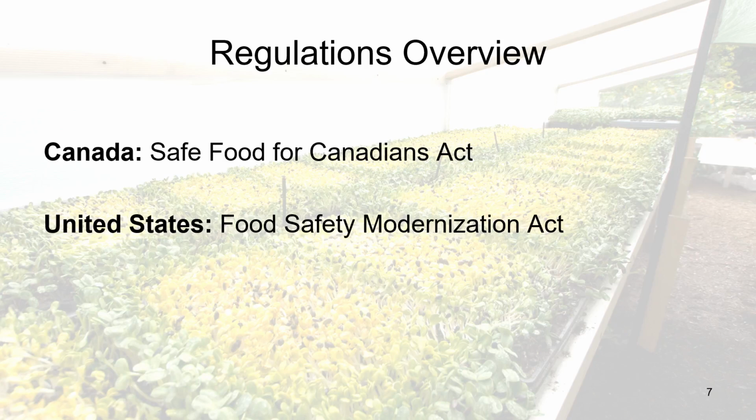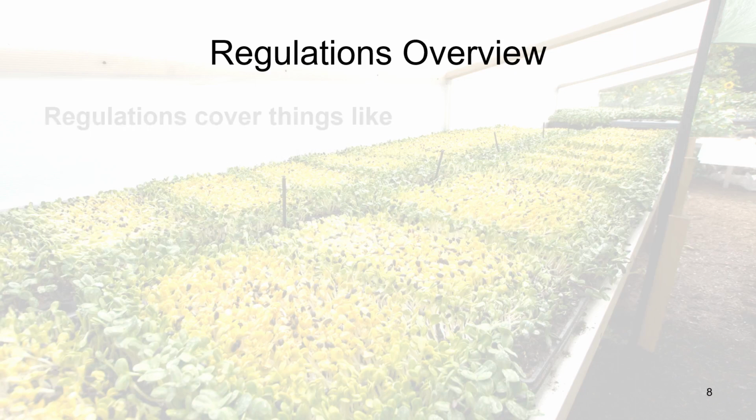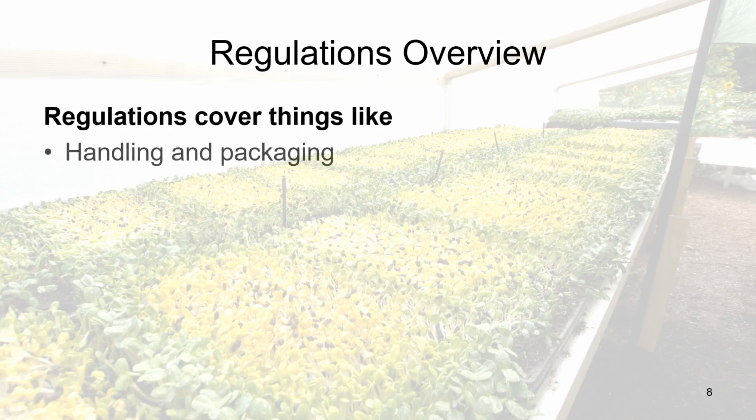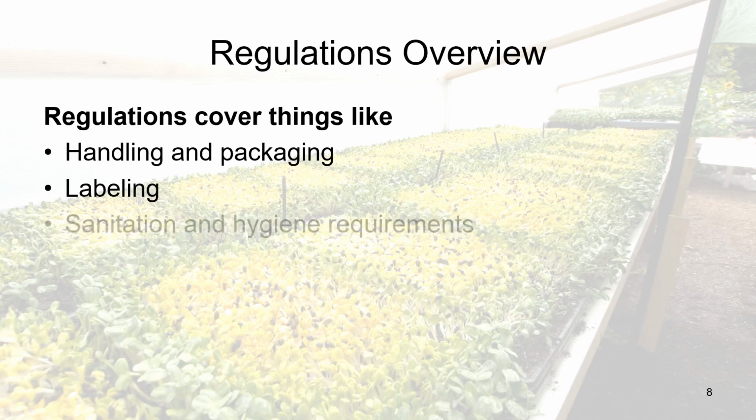In Canada and in the US, these are very active. There's very active redevelopment of our food safety systems and regulatory systems. In Canada, we have the Safe Food for Canadians Act, and in the US, it's the Food Safety Modernization Act. I think some people have a bit of a reaction to regulations, not wanting to be overly regulated, and I think there's a good reason for that.